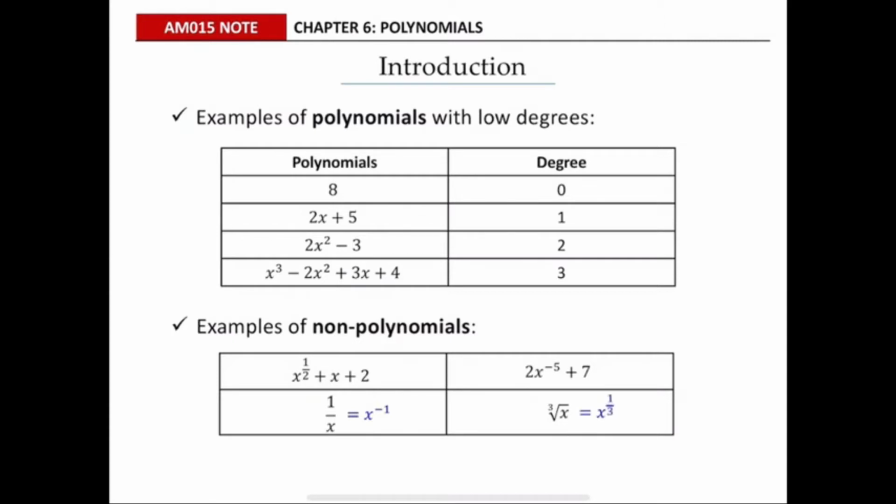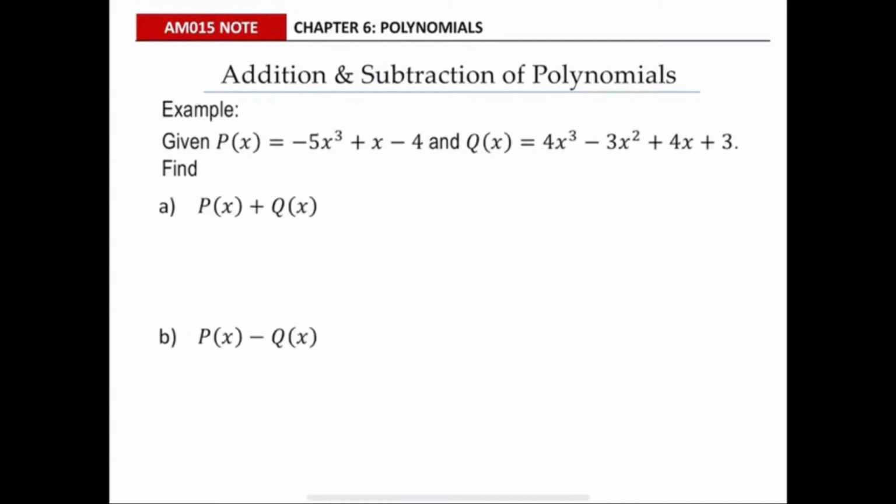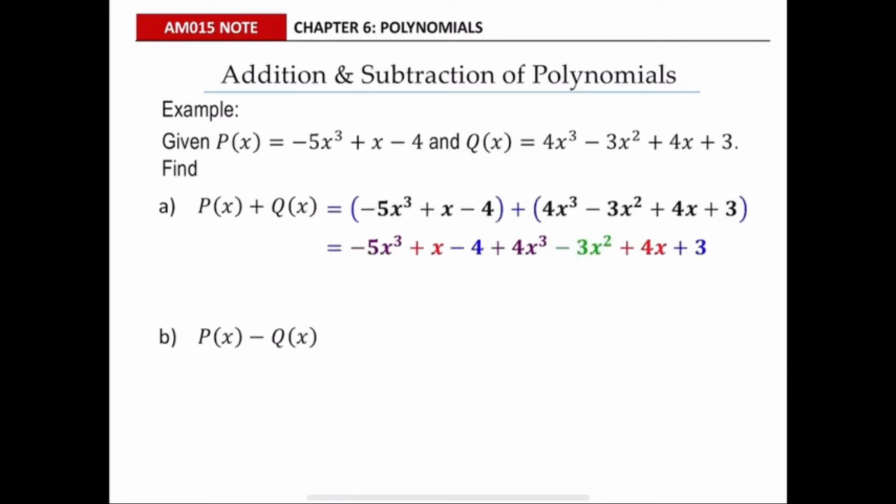is a fraction. Polynomials can be added or subtracted by collecting together terms of the same degree. Unlike terms cannot be added or subtracted. In this example, we want to find p of x plus q of x and p of x minus q of x. To solve this, we substitute the given polynomials, open the brackets, then add or subtract the terms of the same degree, and we get this answer.